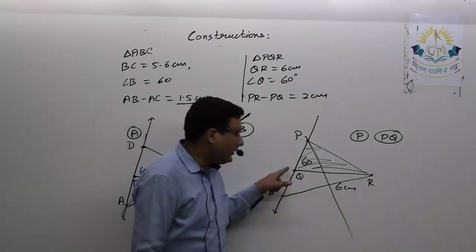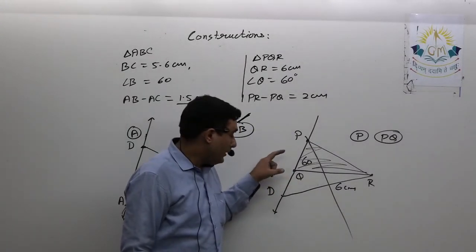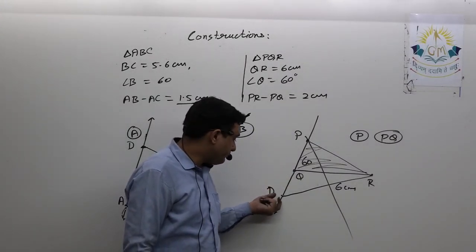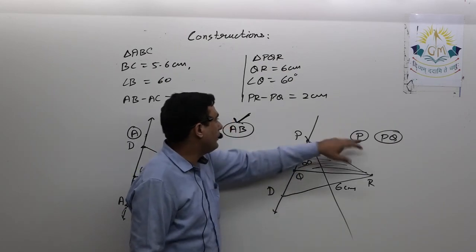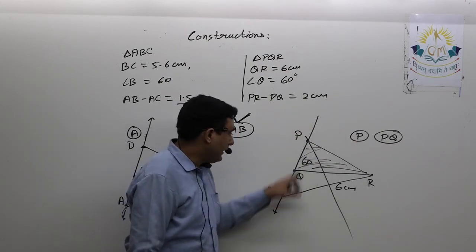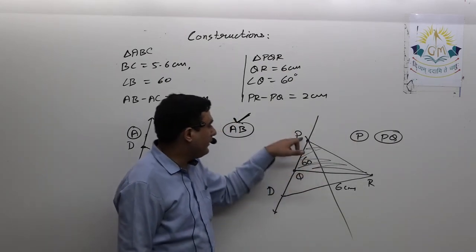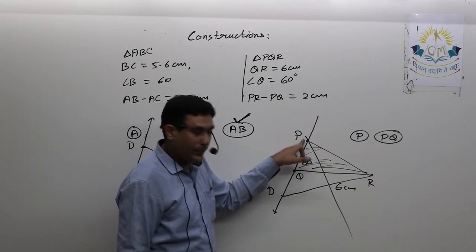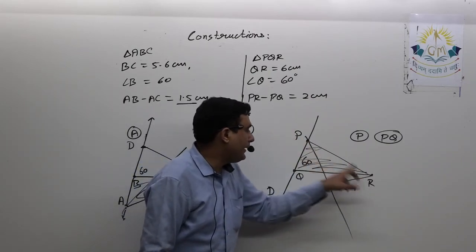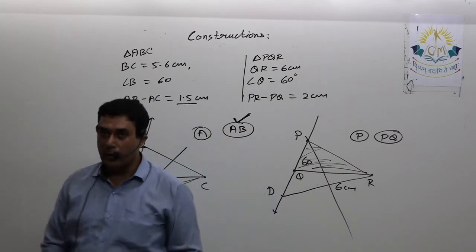Here again, the only thing is that I drew the arc below the base, because here PQ was smaller. Then again I drew its perpendicular bisector. Wherever it meets, I took as point P, and I join P and R to get the triangle PQR.